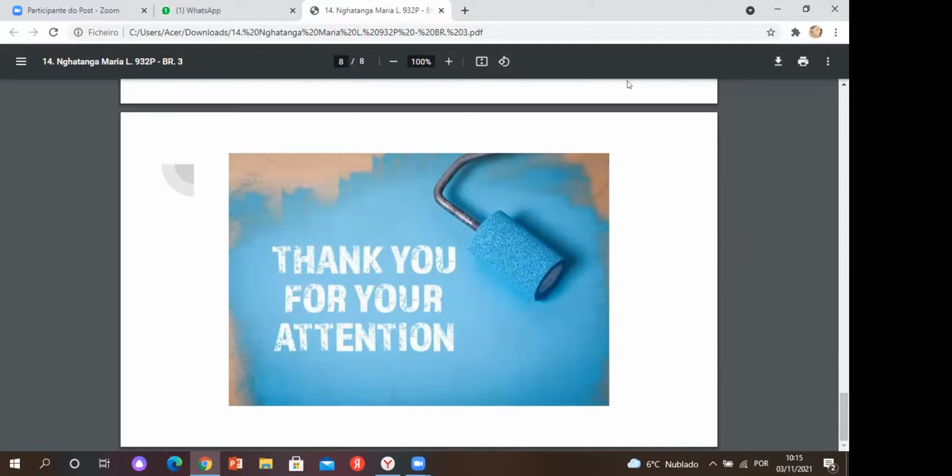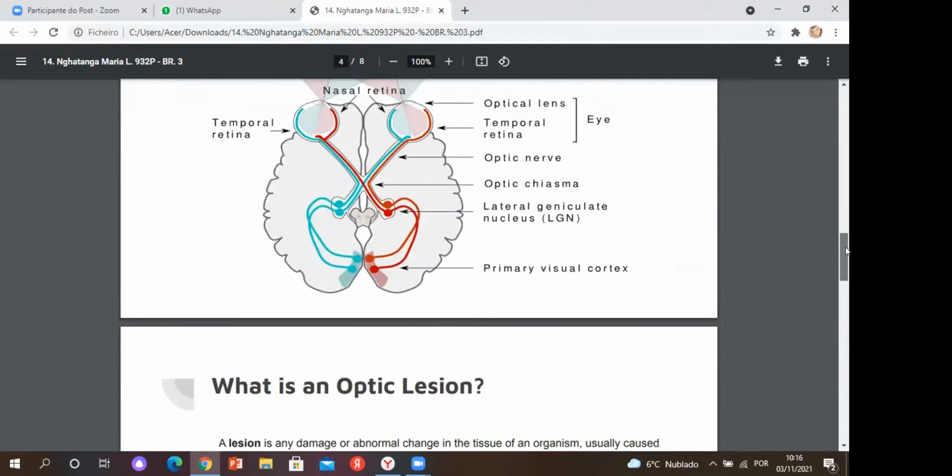Repeat, please, the slide with many pictures of hemianopia.